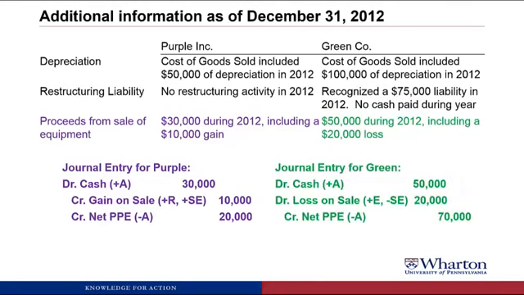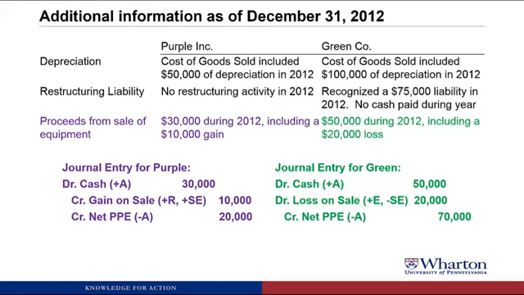Now let's look at the journal entry for Green. They would debit cash for $50,000 because they're receiving $50,000 cash. They debit loss on sale. The loss is just like an expense. It reduces net income, reduces stockholders' equity. So that leaves us with a credit to net property, plant, and equipment. The original book value of the equipment that was sold was $70,000.